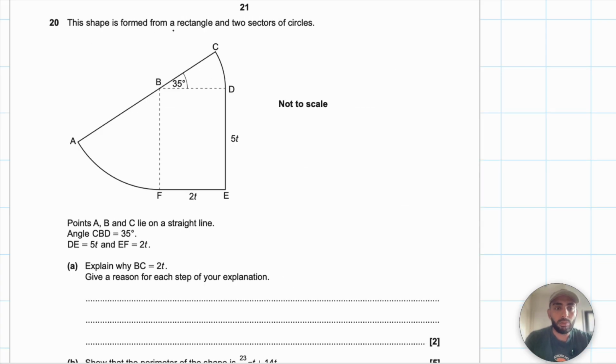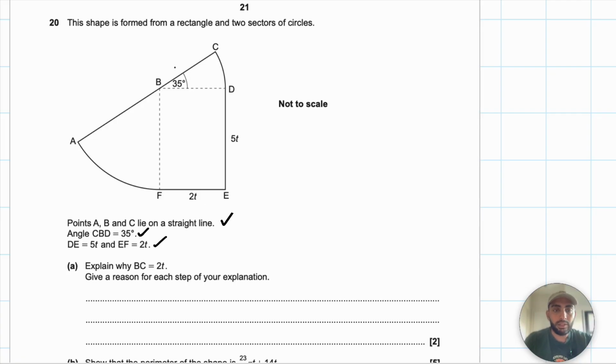Question 20. This shape is formed from a rectangle and two sectors of circles. I've got this rectangle, and I've got this part of a circle and this part of a circle. Points A, B, and C lie on a straight line. That's a straight line. CBD equals 35. That's that angle. DE equals 5t, and EF equals 2t. So they've put all of that onto the diagram.